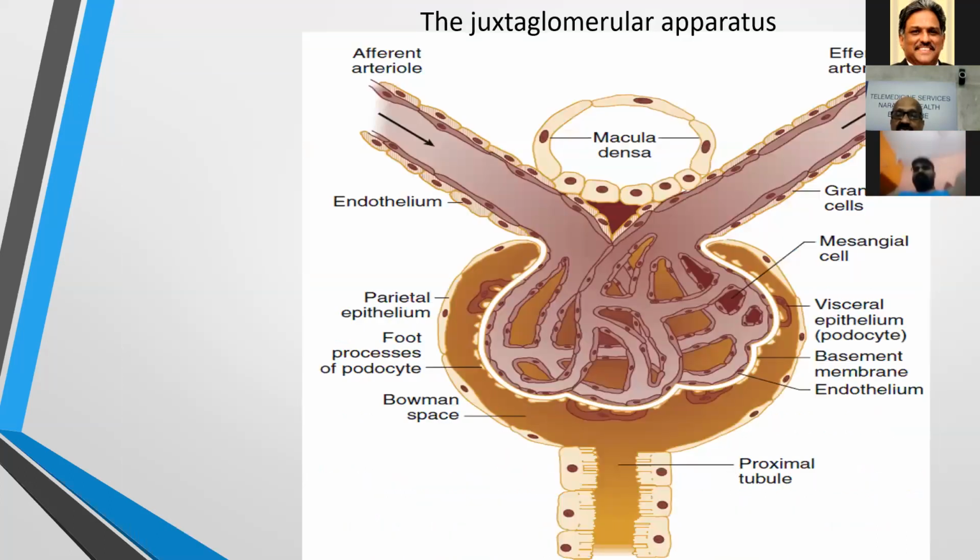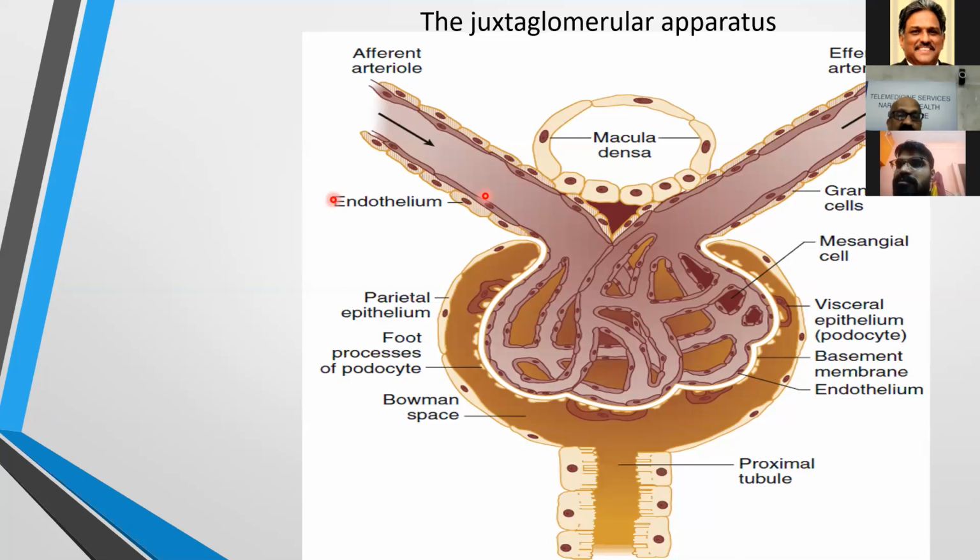The next slide shows the juxtaglomerular apparatus. When you look at the glomerulus, it consists of 5 distinct components. We have the glomerular capillary endothelium. This is the afferent arteriole, and this is the efferent arteriole. And you have the glomerular tuft of arterioles here.